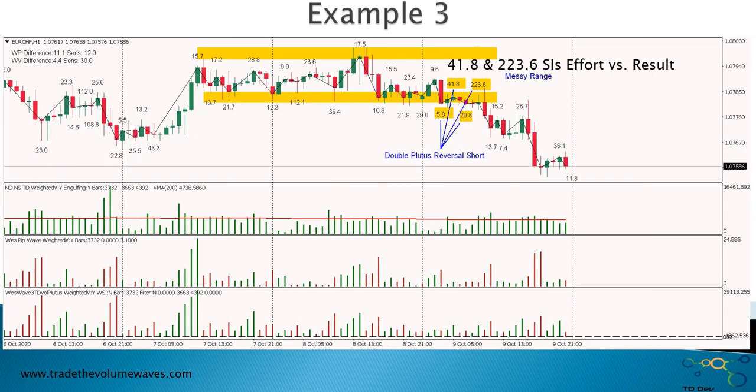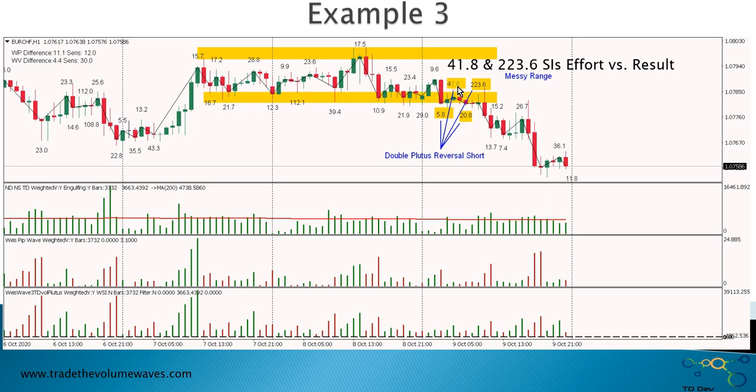Next example. Another range. Okay, messy range. So what do we do here? We're going to try to read all these speed indexes? No. We don't have to read the whole range. We're waiting for the exit. And very simply again, look what happened on the exit.